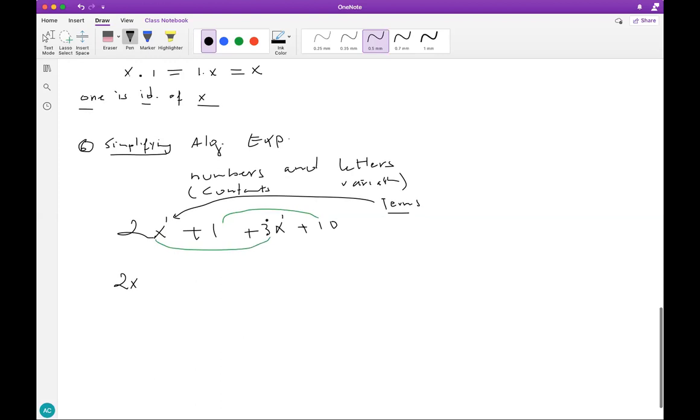And we're going to combine it with the like term, which is positive 3x. So we're going to move this next to its like term. As you move a term, make sure you bring the sign and the coefficient with you. So the coefficient here is positive 3. So we're going to move this next to 2x. It's a positive 3x.